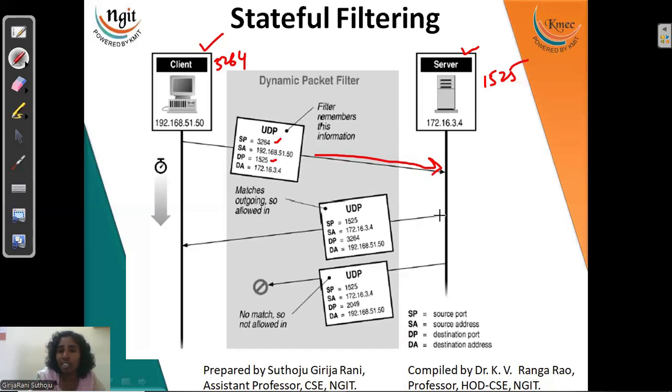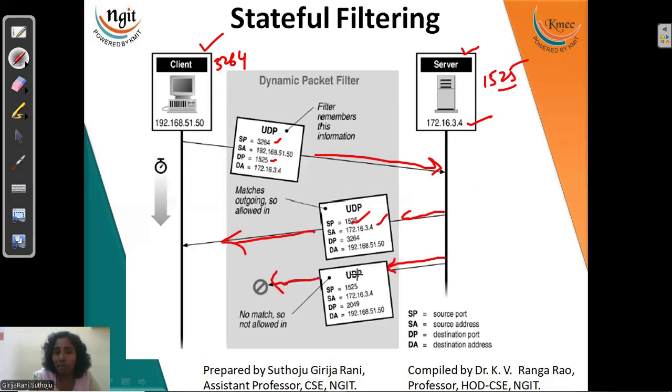Now, from the server, it is acknowledging to the client. Thus, as the details are perfect, the source is 1525 and its address is proper. Then the client address as a destination 3264 and the destination address is also proper, so we are allowing this one also. Now, after the server information has gone, again we are getting a packet from the server itself.